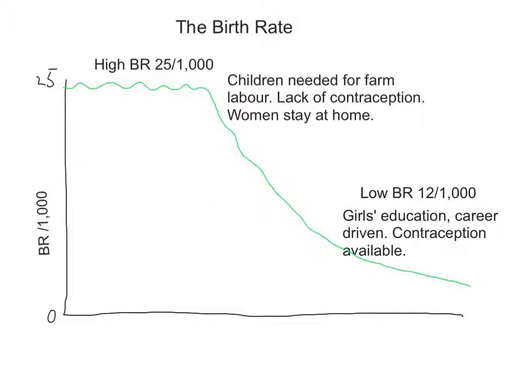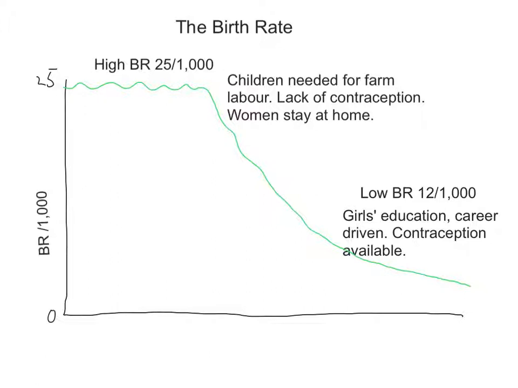So the birth rate is high, maybe 25 per 1,000 of the population, because in a primitive society, in stage 1, the children are needed for farm labour. There is mainly subsistence farming, and it is important to have the workforce. Also, there is a lack of contraception in the society, and also women tend to have a role where they stay at home and have children and bring up children, looking after them, rather than going out to work.